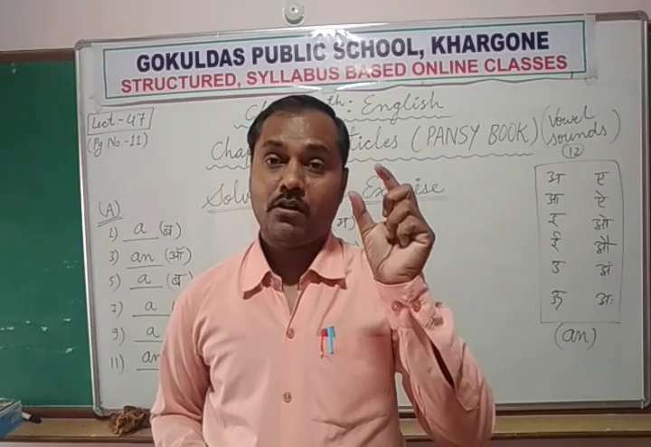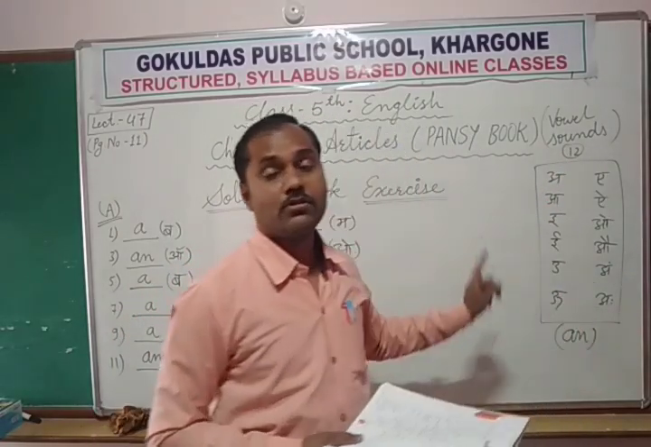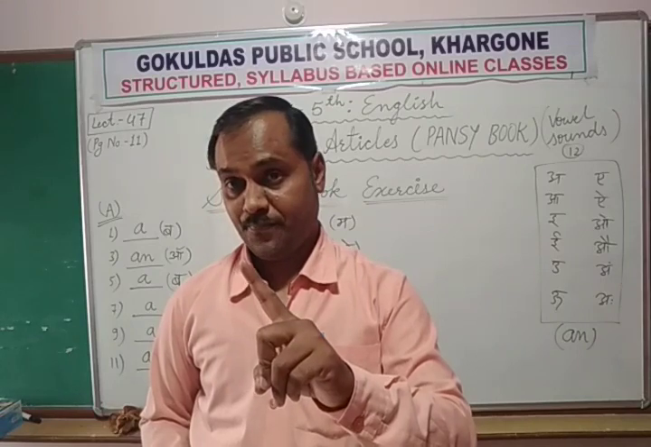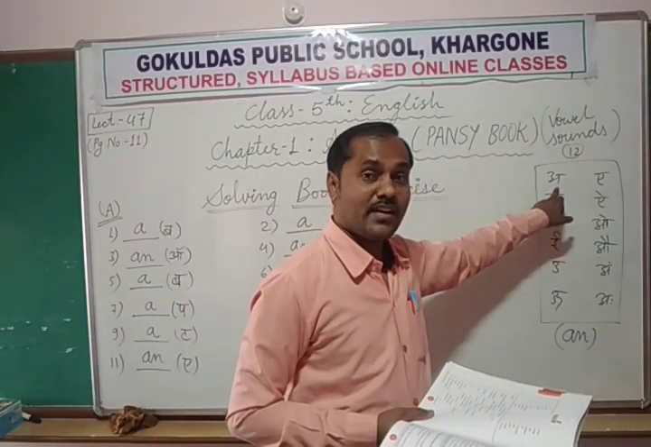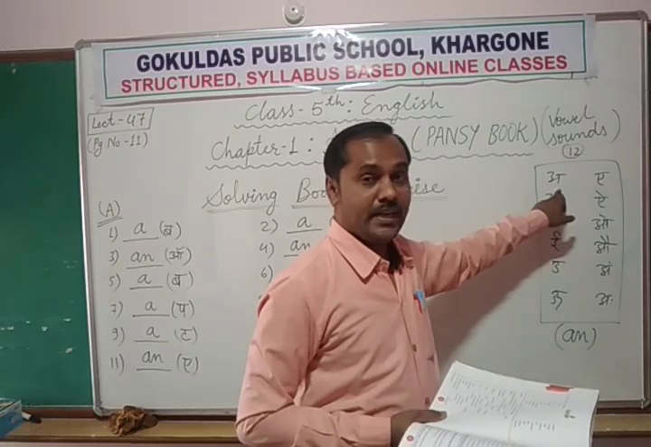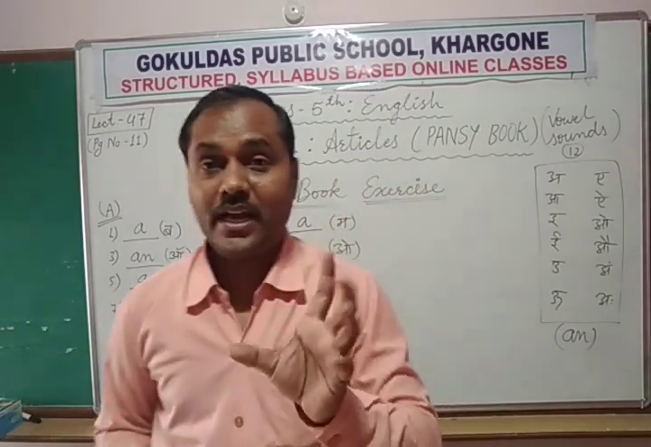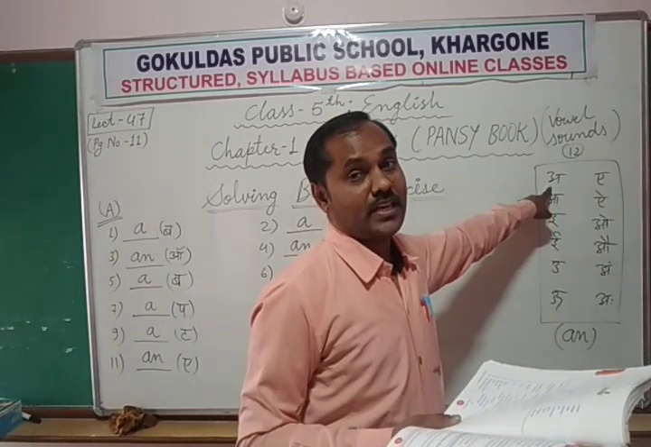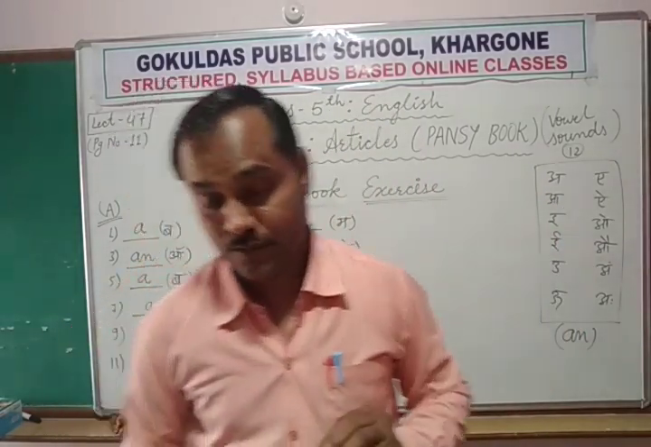Why a universe? Because universe begins with the sound 'yu', and that doesn't belong to this group, which means it belongs to the consonant sound group. So if any word is starting with a consonant sound, we'll use a. A universe. But an umbrella, because umbrella starts with a vowel sound. The spelling is the same; both start with U. Universe is starting with U, and umbrella is also starting with U, but the pronunciation is different. The pronunciation of umbrella starts with a vowel sound, so that's why an umbrella. But the pronunciation of universe starts with the 'yu' sound, so we put the article a: a universe. So this is the difference.